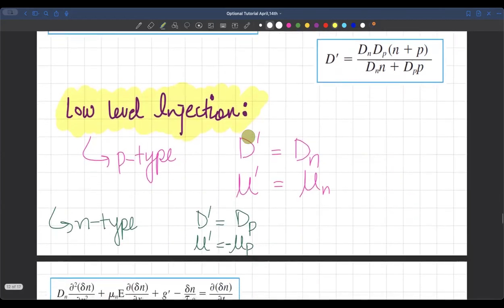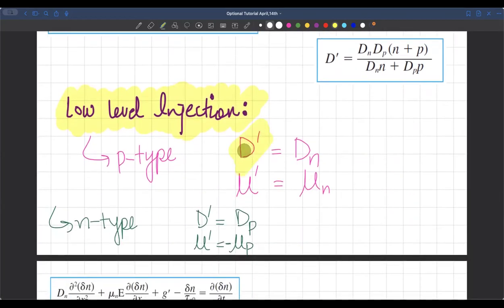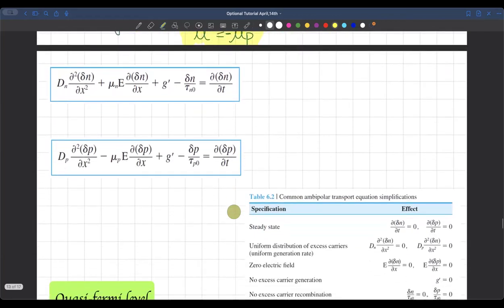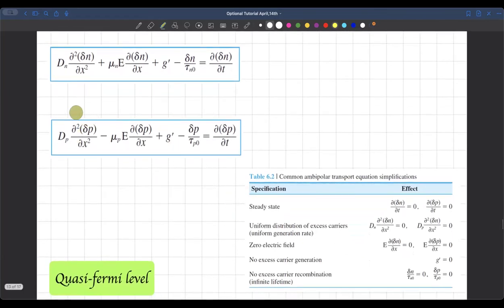So that means if it's p-type, for example, there is a question and they ask you to get the bipolar diffusion coefficient. So you know that it's the same as that for the electrons, the minority carrier diffusion coefficient, if it's talking about p-type, okay? The bipolar mobility is the same as the mobility of those electrons, right? And the same thing for n-type. You have to get the values for the minority carriers, okay?